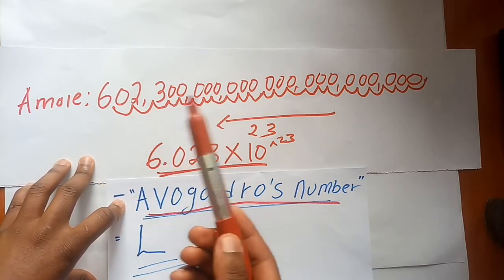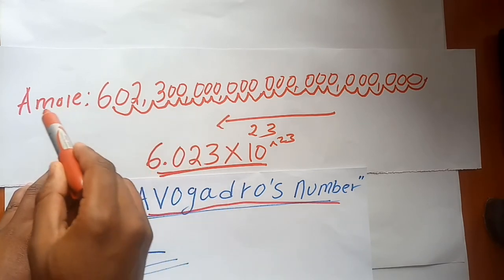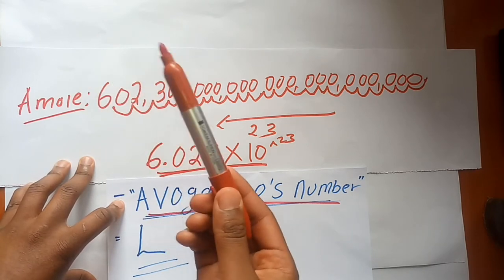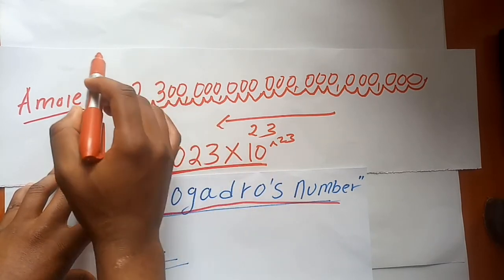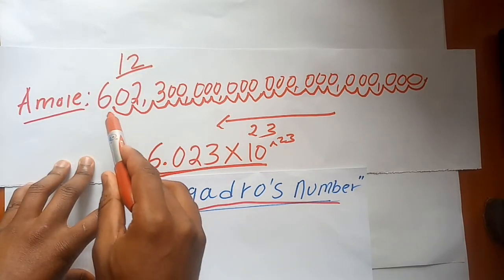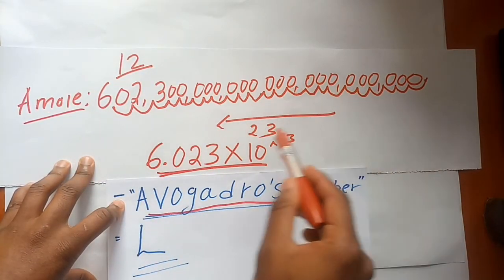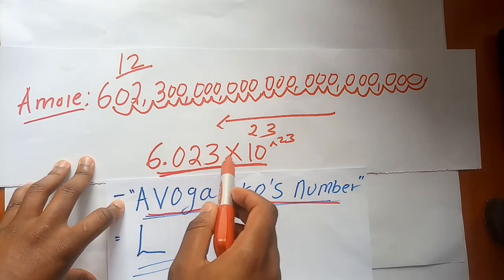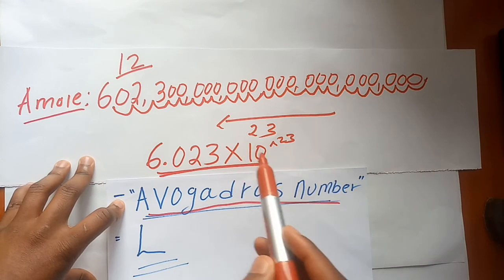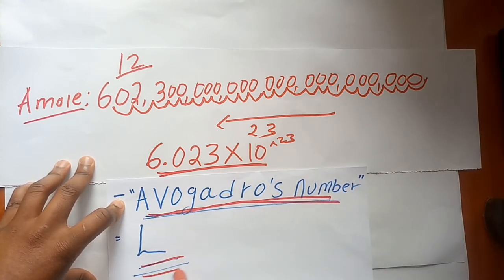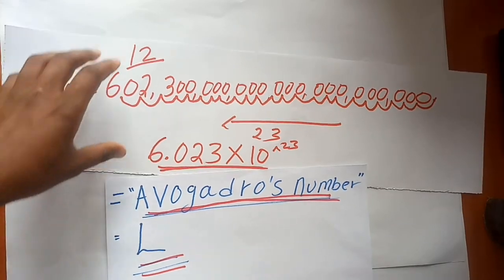So to recap that very fast, we have said that a mole is a name given to a number of things. Just like we said, a dozen has 12 things. A mole has this huge number of things, 6.023 times 10 to the power 23, and that number is what we refer to as Avogadro's number. It is given a notation L.